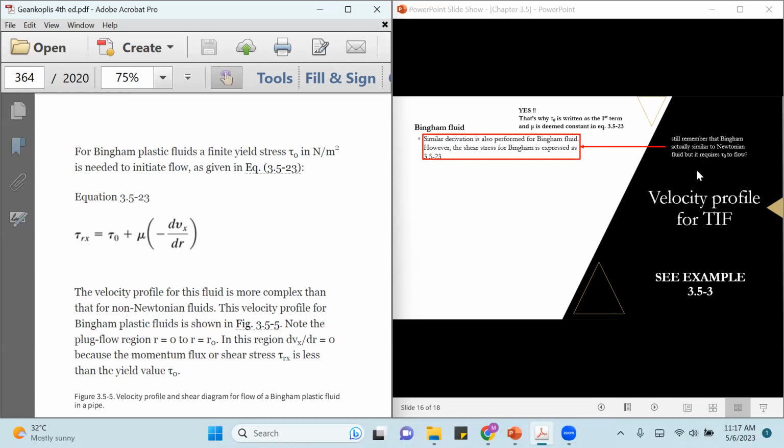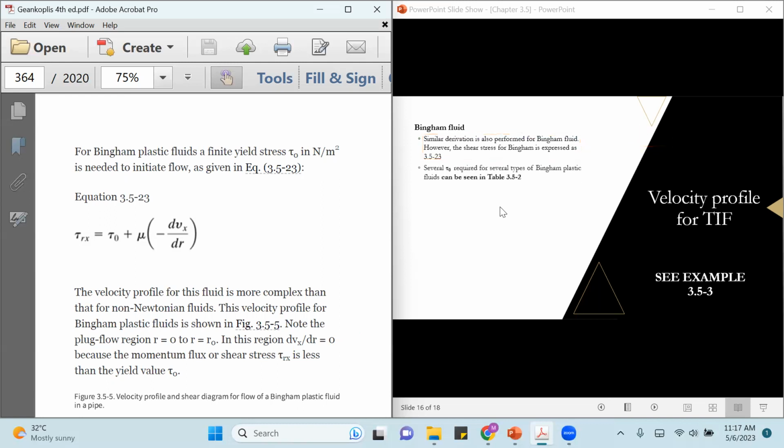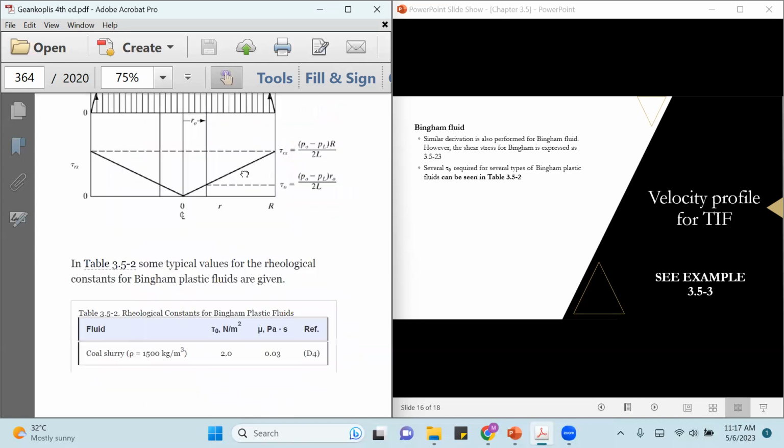Okay, so I hope that you still remember this concept from the early part of this class. Miss, where do we get the value of tau 0? Because it's actually constant, right? Several tau 0 values required for several types of Bingham fluid can be seen in table 2. So I will go down.